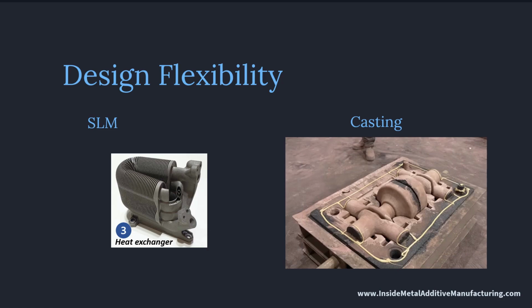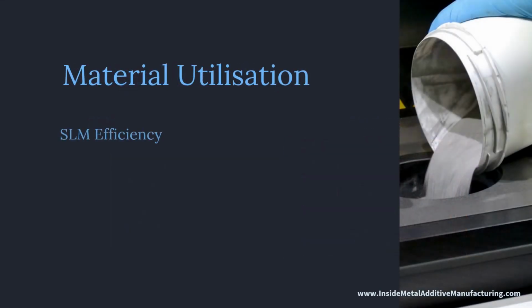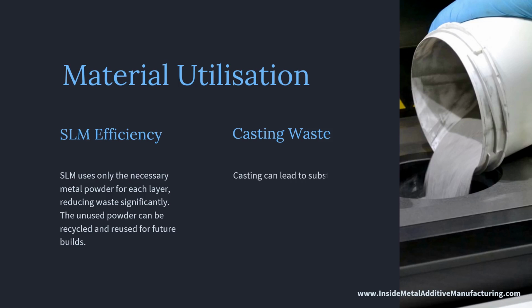In terms of material utilization and waste, SLM is exceptionally efficient, using only the necessary amount of metal powder for each layer, thus significantly reducing waste. In contrast, casting can lead to substantial material wastage due to gating systems, excess material, and sometimes the mold itself if it's not reusable.